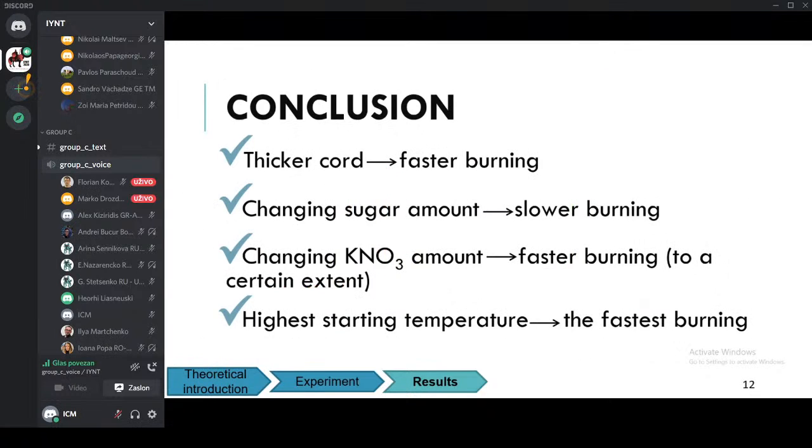And at the end, we can conclude that the fuses made of the thickest cores will burn faster, just as changing the amount of sugar in a fuse causes slower burning because the ingredient mass ratio won't be ideal. Third hypothesis, changing the amount of potassium nitrate results in faster burning to a certain extent. It's also true because we again change the optimal ingredient ratio. And the fuses with the highest temperature will burn faster because they will have more energy at the beginning of the burning.